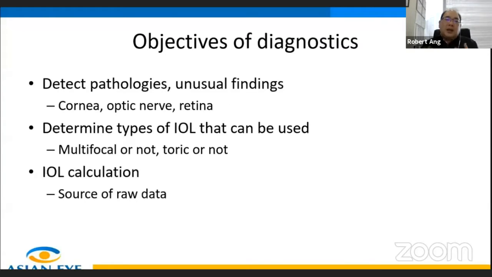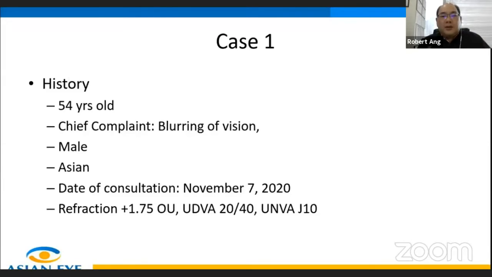So the objectives of diagnostics in cataract surgery are the following. First, we want to detect pathologies and unusual findings, and we usually need to check the cornea, optic nerve, and retina, and determine what types of IOL can be used. So I use whatever the diagnostics are to screen what cannot be used. And also, we need the raw data for IOL calculation. So I'm here to just present two cases, simple cases where it guided me in decision making.